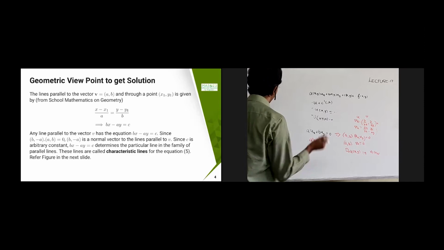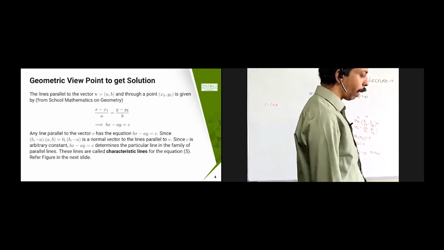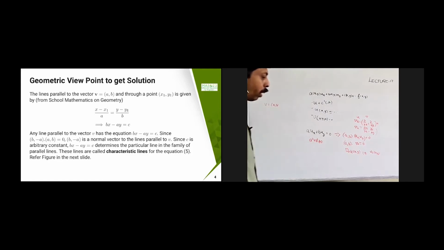So for example, I can take v equal to (a, b). Okay, v equal to (a, b) is my given vector. Now what are the points through which lines pass? Consider a point (x1, y1) and lines parallel to this vector and passing through the point (x1, y1). You might have studied this in school mathematics, or in some physics problems. So (x minus x1) by a equals (y minus y1) by b. This is nothing but the line parallel to the vector (a, b) and passing through the point (x1, y1). This you might have studied in your school geometry.